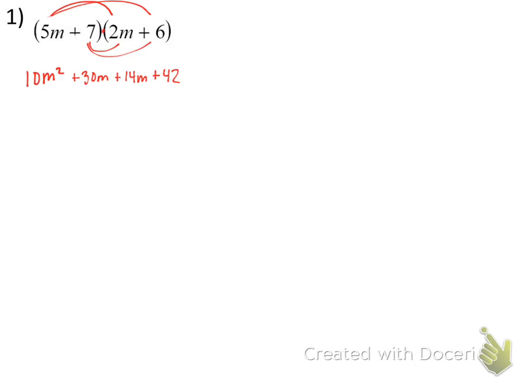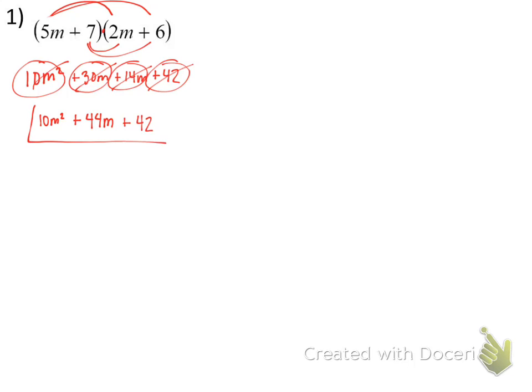Next step, we want to combine like terms. So we've got 10m squared. Anything else with m squared? Nope. So we bring 10m squared down. Cross that out so we don't count it again. Now we have the m's. We have 30m plus 14m, which is 44m. Cross those out. And then 42, which is our constant. Now we're done counting all of them, so we have our final answer.